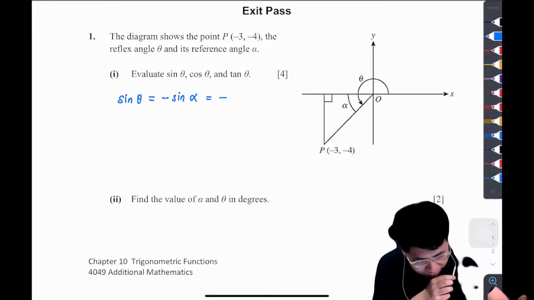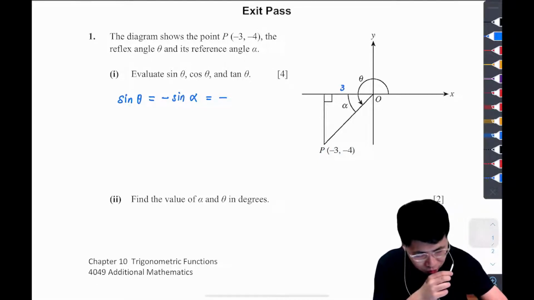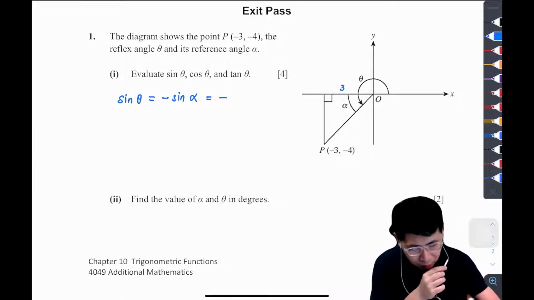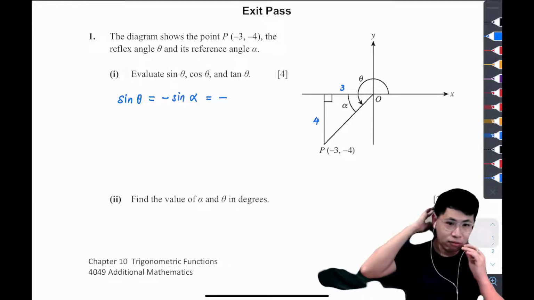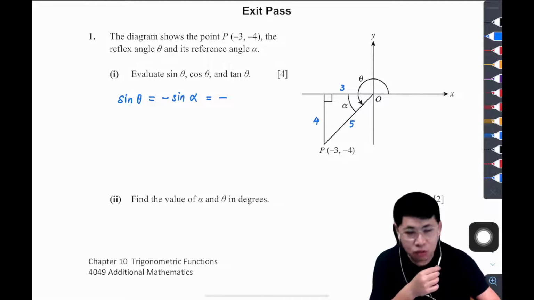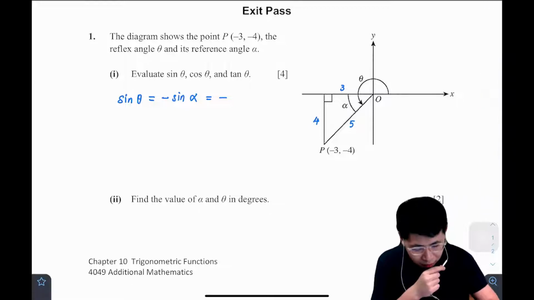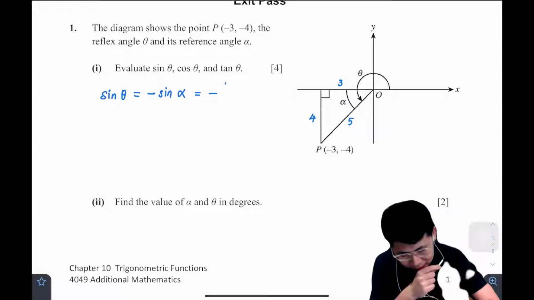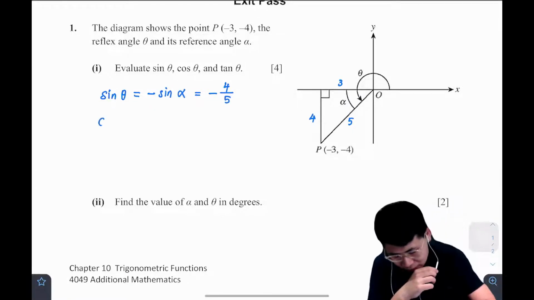Oh, before this, okay, negative 3, negative 4 means that the x is negative 3. So I'm going to put a 3 over here, disregarding the signs because I think you'll be confused in the end. And the y is negative 4, so this has a length of 4. So over here, the opposite, then the hypotenuse would be 5, 3, 4, 5, right? So sine alpha would be opposite over hypotenuse, so it will be negative 4 over 5, like this.